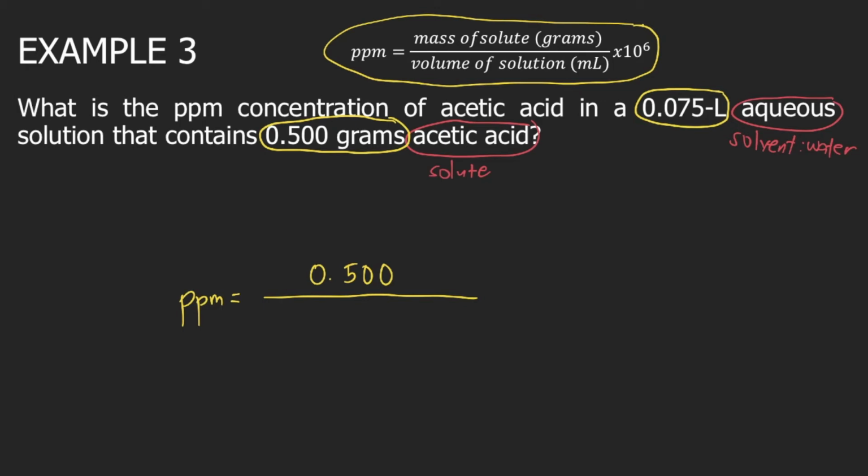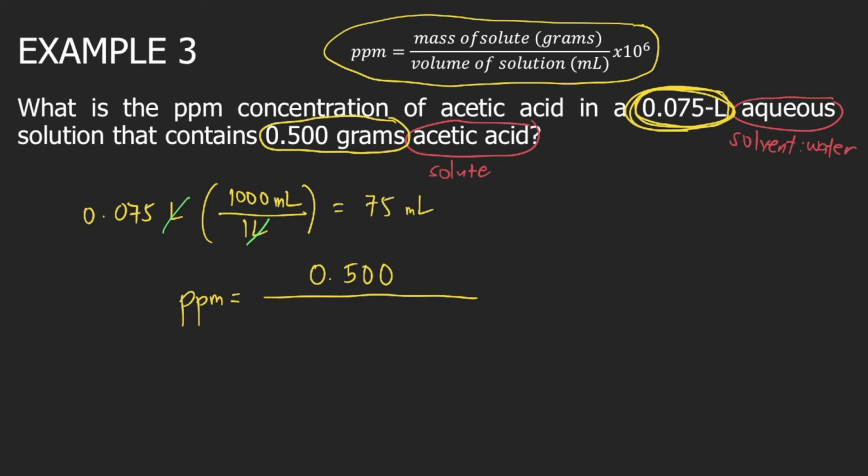And we are given 0.075 liters. So we will convert liters to ml first. So we are using dimensional analysis. 0.075 liters. 1 liter is equivalent to 1,000 ml. So liters will cancel, and this is equal to 75 ml. So the volume in ml is 75 times 10 raised to 6.